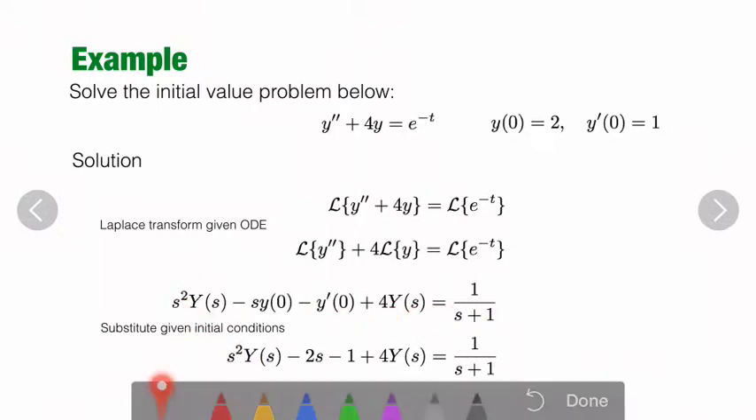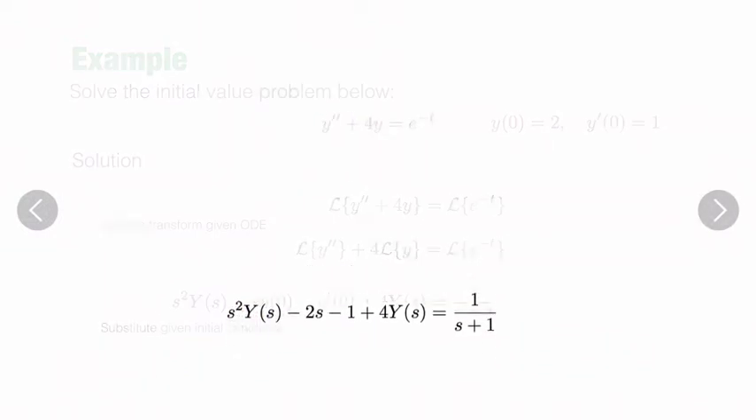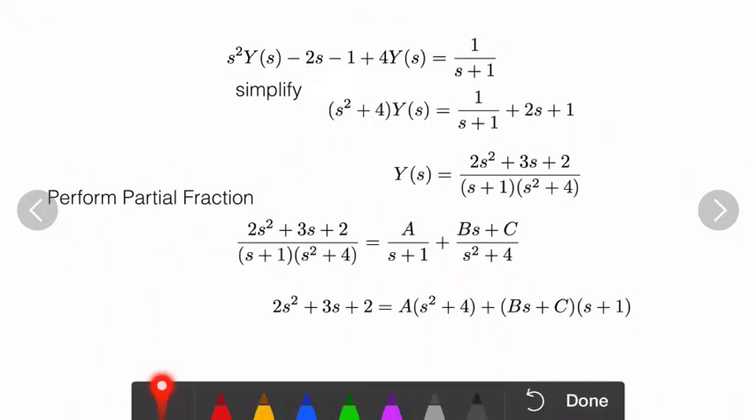Next, we try to simplify. We have Y(s) and Y(s), so we just factorize it like this, because we want to express Y(s) equals something like this. Then we move the factor to the right hand side and divide. So this is what we have here, and this is our Y(s).